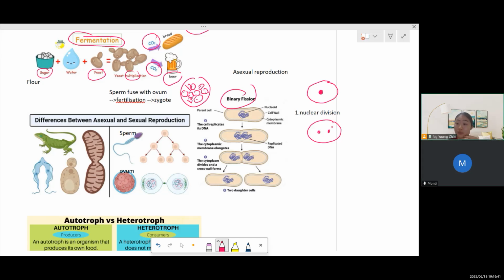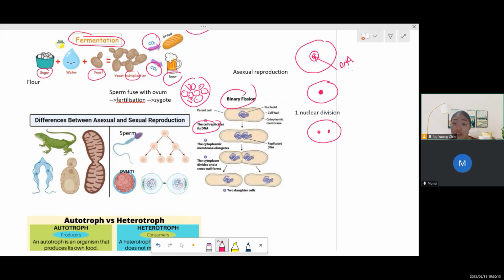Monty, do you still remember what kind of structure is found inside your nucleus? What kind of structure is found in the nucleus? DNA. Great. Do you know why your nucleus is able to divide to become two nuclei? It's because the DNA undergoes replication. The cell replicates its DNA.